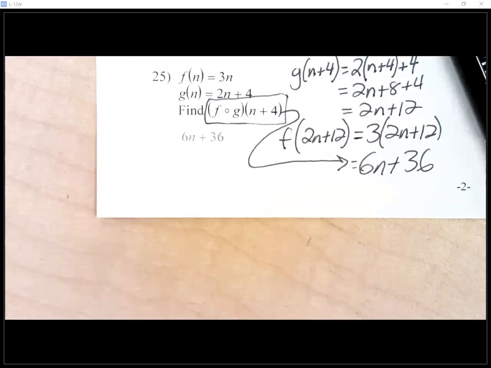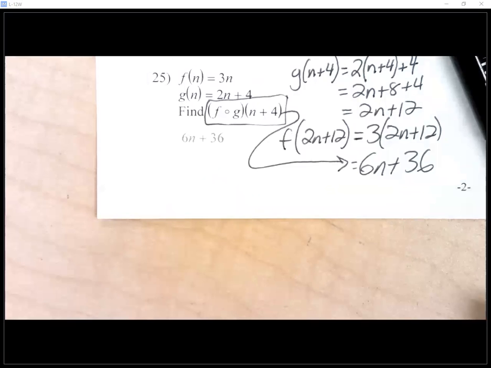Okay, so all I want you to do is to finish the problems on the back. So whatever problems we didn't do, just finish those ones, okay?